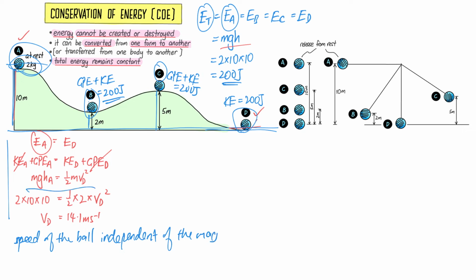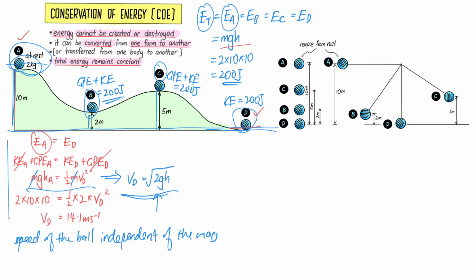It is from here. If we simplify here, you can see that mass is a common term, so I can actually cancel it away. So the speed at point D, if you manipulate the formula, is the square root of 2gh. As you can see, inside here there's no mass component. In other words, the speed of the ball at any point is independent of the mass, provided this situation where the friction and air resistance are considered negligible.